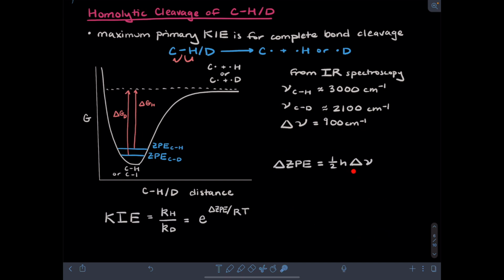From this difference in frequencies, we could calculate a difference in zero-point energies for CH versus CD bonds, and we could relate this to a hypothetical kinetic isotope effect. I won't show the math here, but you could estimate this isotope effect as being e to the power of your difference in zero-point energies divided by RT. Using the difference in frequencies of 900 inverse centimeters and plugging everything in, your maximum primary kinetic isotope effect would be about 7.